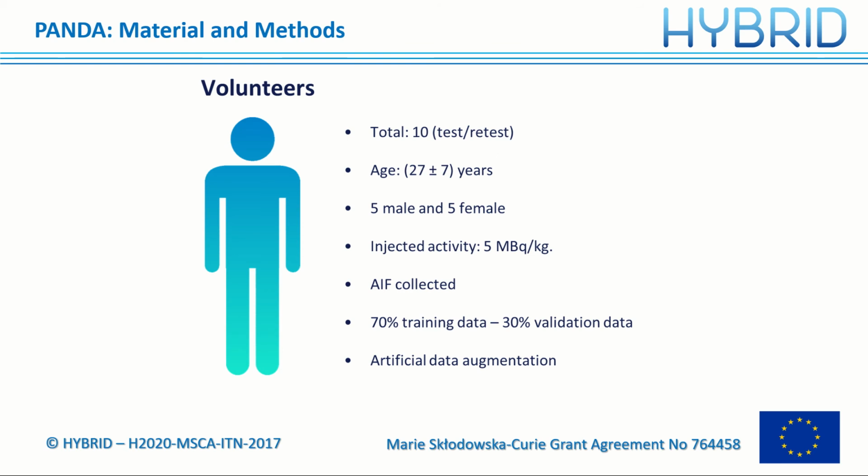This was the available dataset made of healthy volunteers, and we also performed artificial data augmentation for training the GAN. Ground truth arterial input function and metabolic glucose maps were available for this control population. We tested our method on validation data, excluding the training data.